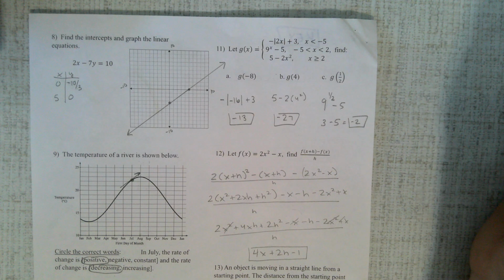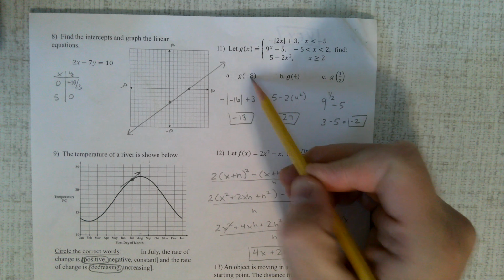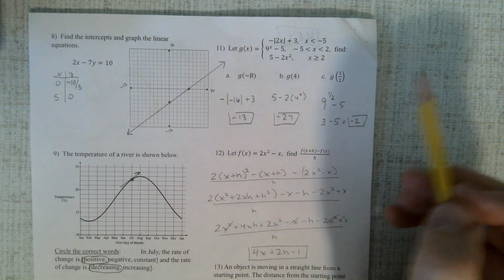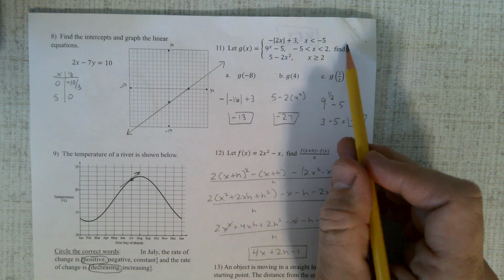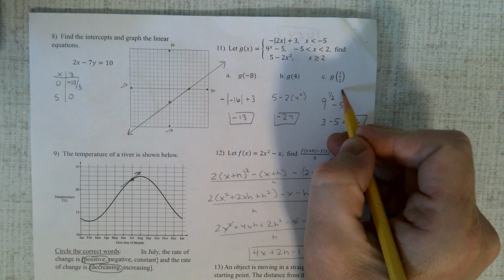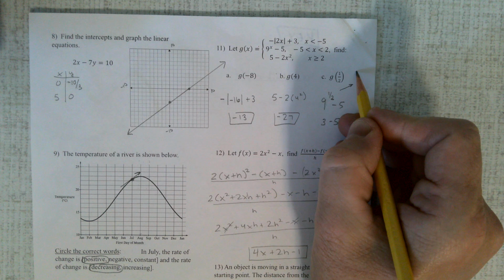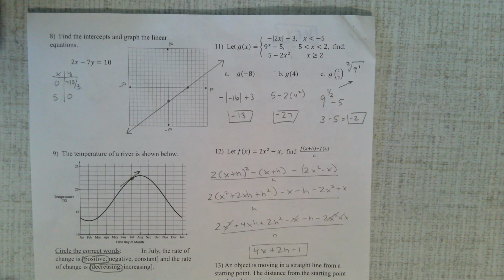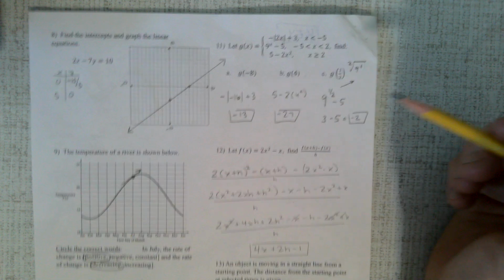On number 11, you have a piecewise function. You have to plug -8 into the top line, 4 into the bottom line, 1/2 into the middle line, and do the math. Now remember, 9 to the 1/2 power means the second root of 9 to the first, which is the square root of 9, which is 3.